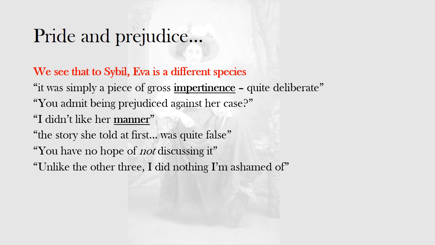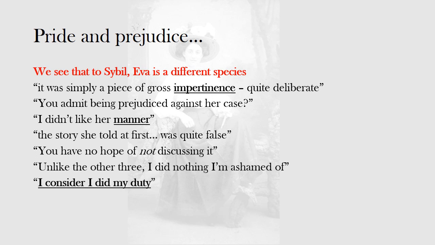Here, for the first of two times she does this, she throws her family under the bus. After you've no hope of not discussing it, if you think you can bring any pressure to bear upon me, you're quite mistaken. And then she goes, unlike the other three, I did nothing I'm ashamed of. So she's basically saying Gerald, Sheila and my husband did things that they can be ashamed of. I didn't. Throwing them under the bus. A bit like Arthur did earlier when he got relieved that the inspector was there to see other people apart from him.